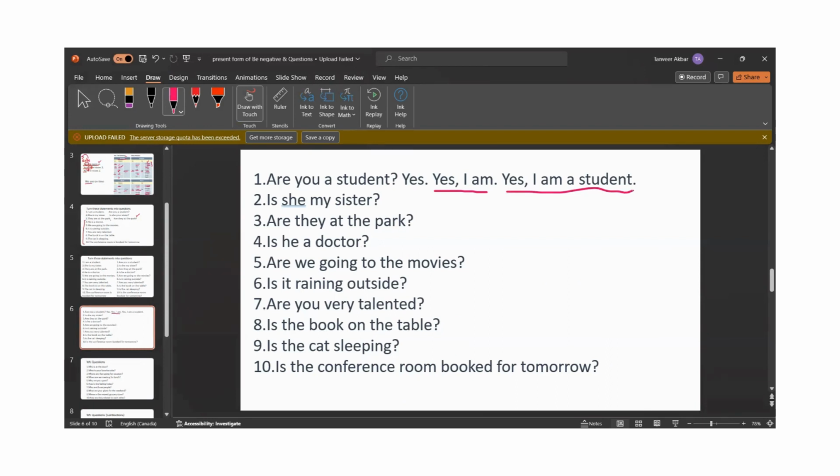The longer answer. Is she my sister? Yes. Or you can say, yes, she is. Or no, she isn't. Or you can say, yes, she is my sister. Now write the answers for all of these questions using contractions.